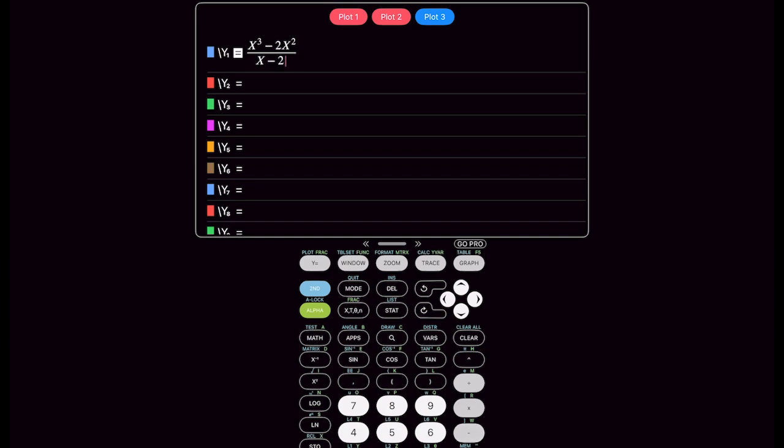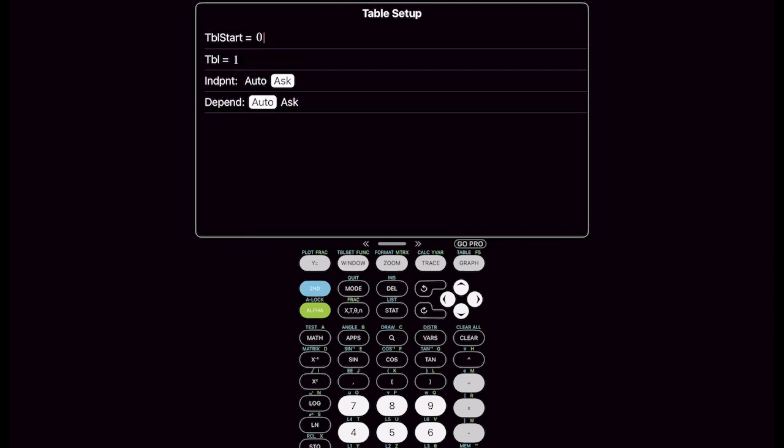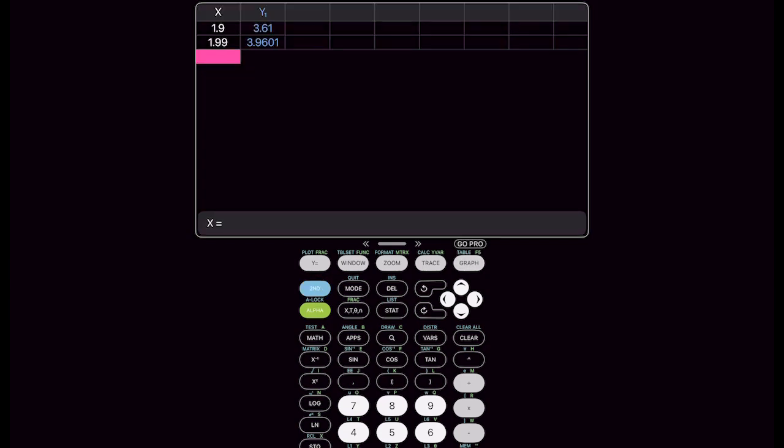Now I want you to look at this for a second, and we are looking at the limit as x approaches 2. So if you look at this function very carefully, the value of 2 could cause a problem. And again, we're assuming we already have the table set up, but we can check it. You would go to second window, make sure the independent variable, which is your x variable, says ask, so that you can type in the values that you used in your table. And then we're going to go to second graph, which is the table, and we're going to plug in our numbers.